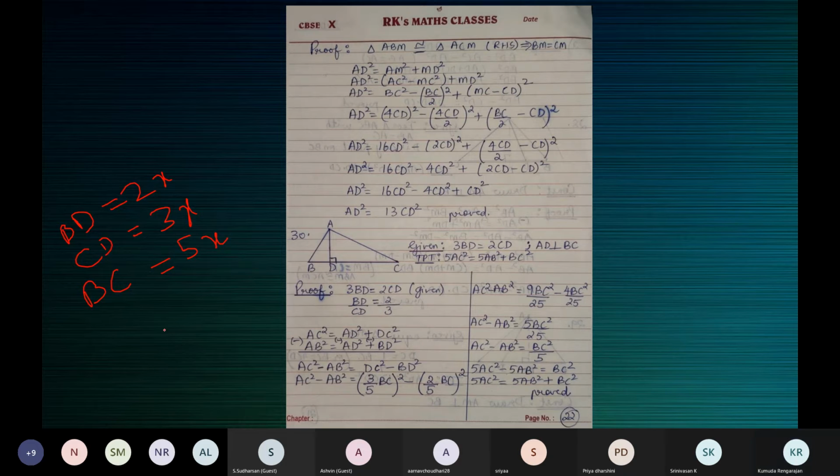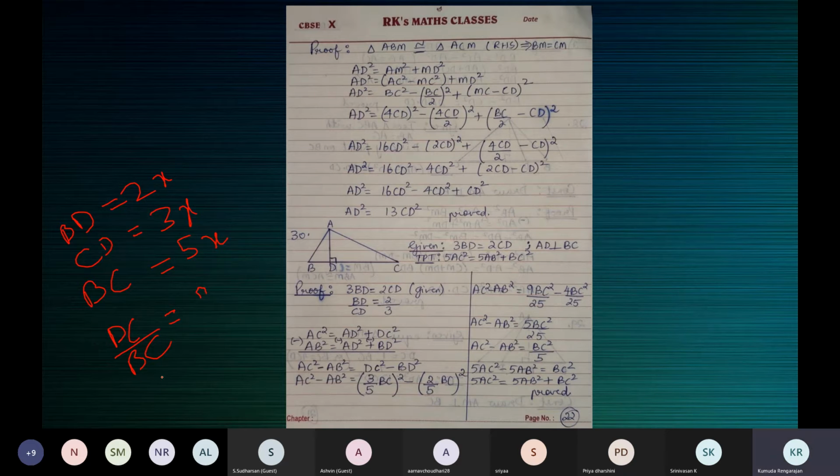Now we need to write DC in terms of BC. So what is DC by BC? 3 by 5, ma'am. Yes, you should understand one thing. Why are we finding DC by BC? Because we want to write DC in terms of BC.